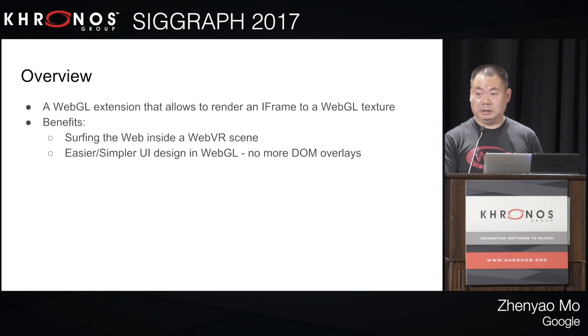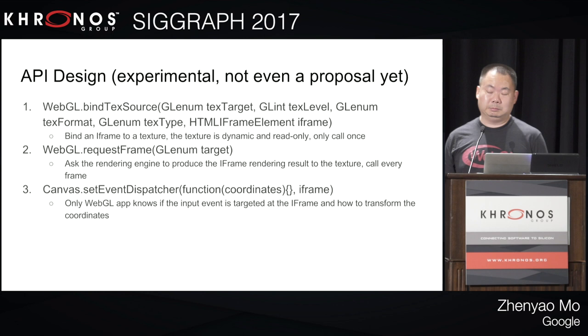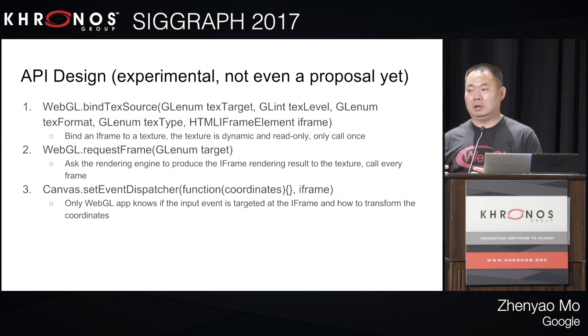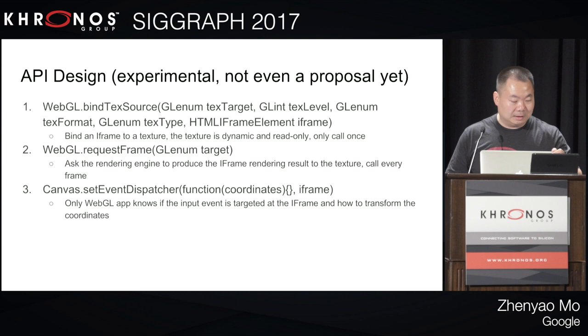Here is the rough API. This is not even a proposal, because I just hacked this up in Chrome on Monday night. So basically there will be three functions. First, you call bind tex source to bind the iframe to a texture. And this texture will be dynamically updating, so you don't have to keep calling this binding function. When the iframe is updating, the texture will also be updating. And this is a read-only texture, because if you write to it, and the rendering engine also writes the iframe results to it, that's going to be a disaster. I realized I didn't push the button, so it's like cheating.